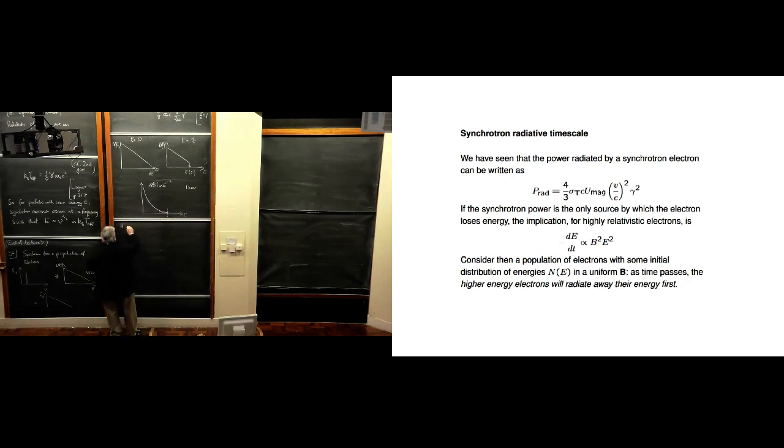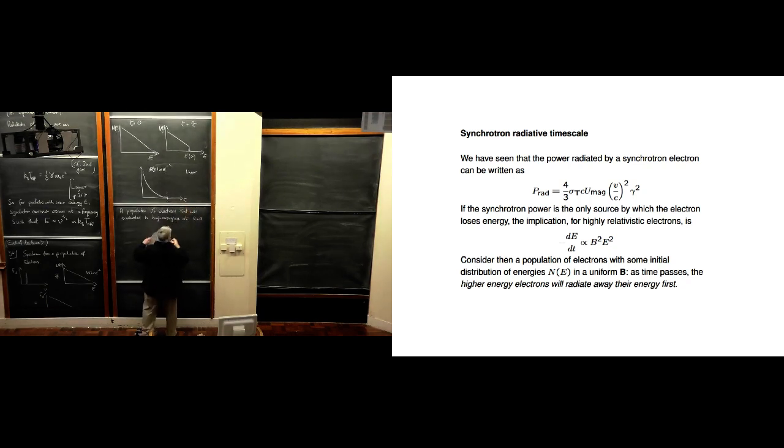So a population of electrons that was accelerated to high energies at some time t equals 0 in the past, and then allowed to radiate, will have a cutoff in the synchrotron spectrum.